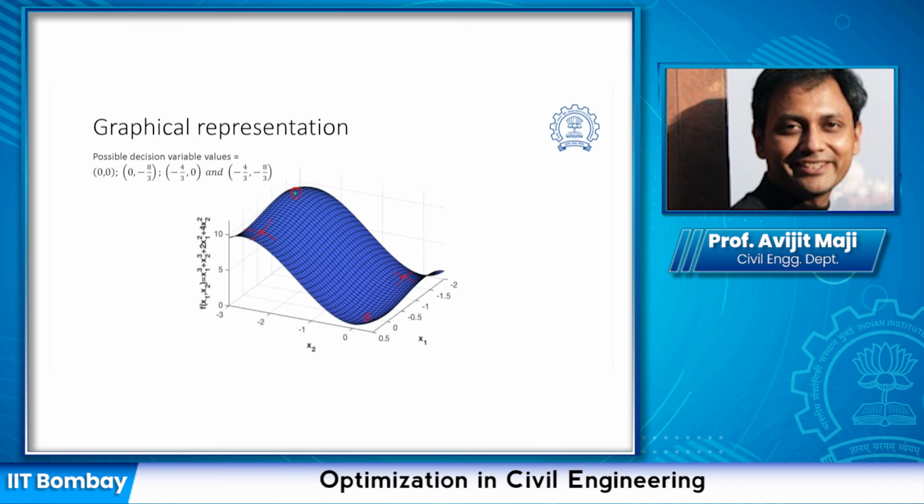If we look into this point, whichever direction we go, we see that the function value is reducing. So this is my maximum. And if we look into this point, whichever direction we go, the function values are increasing. So this is my minimum.